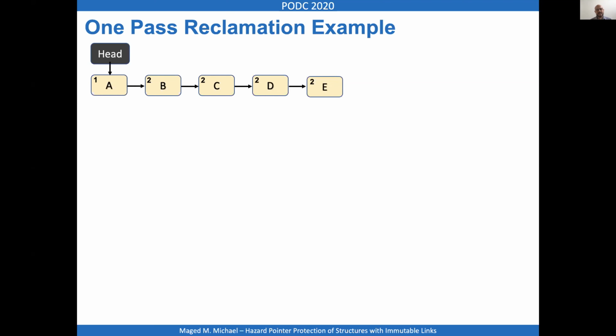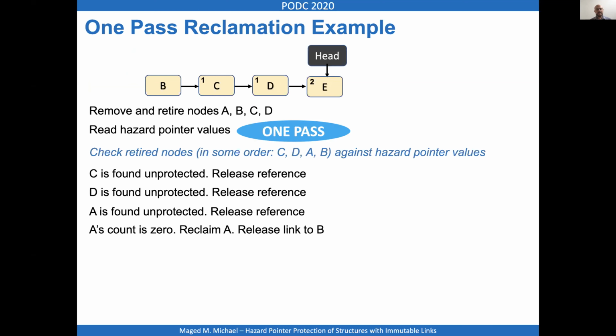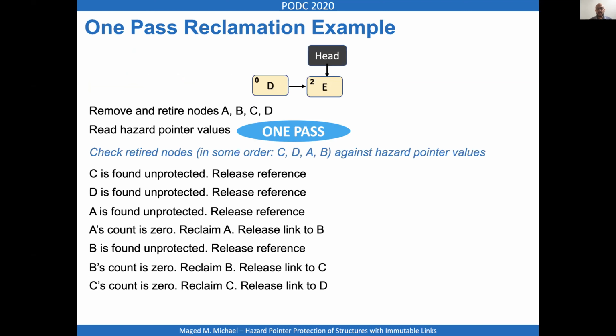So here in our example, none of them are protected. We have one or more threads. They remove the nodes A, B, C, D, and then at some point, asynchronously, we go and say, okay, we want to see what we can reclaim. So we do a pass over hazard pointers. This is our one pass. There's no guarantee or requirement of what order we process the retired nodes. So let's say we're doing C, D, A, B. We go through them and reclaim them all in that one pass.